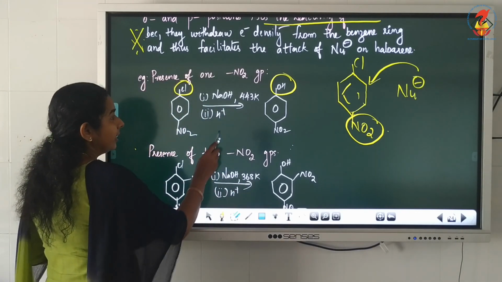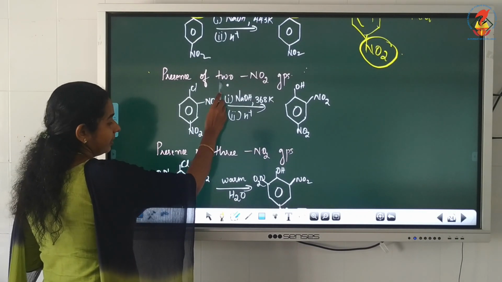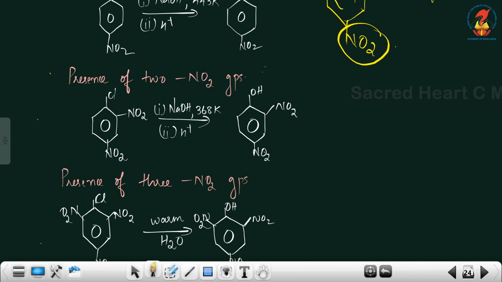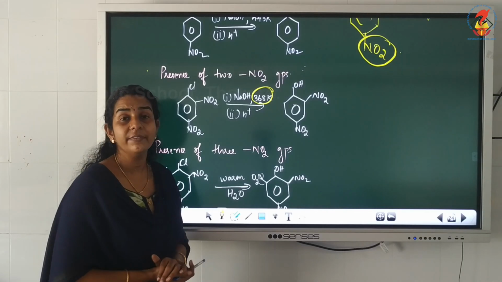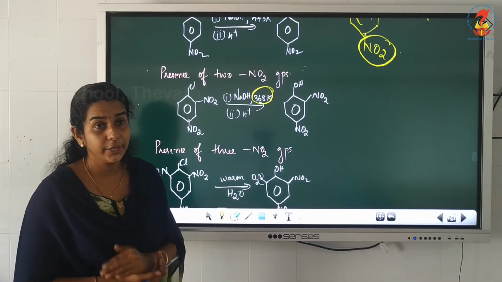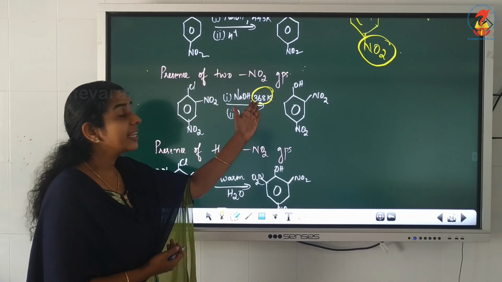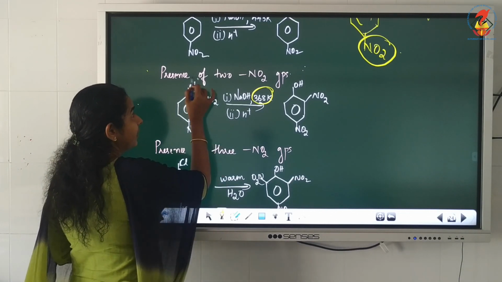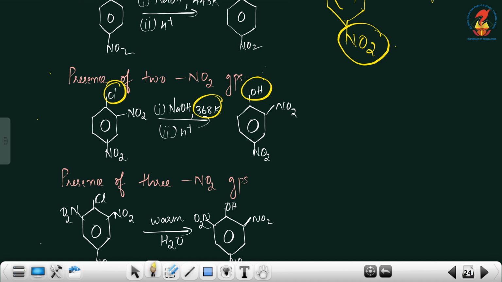Now, if there are two nitro groups, one at the ortho position and the other at the para position, see the condition. Treat with aqueous NaOH at 368 Kelvin only. There is no need to apply very high pressure, and only a low temperature is needed. The temperature is again reduced from 443 to 368 Kelvin. Again we can replace Cl by OH.